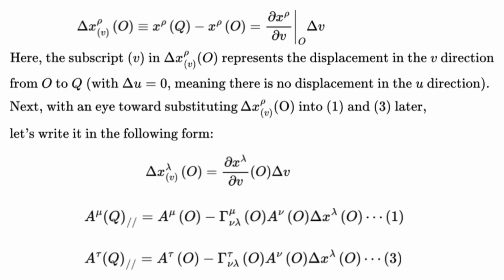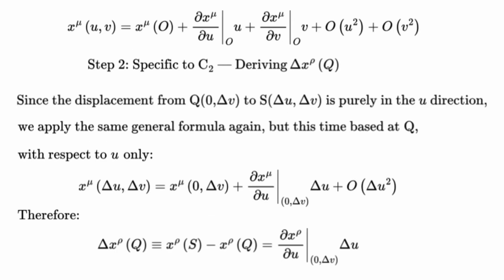Next, with an eye towards substituting δx^ρ_V of O into 1 and 3 later, let's write it in the following form. Step 2. Specific to C2, deriving δx^ρ of Q. Since the displacement from Q, (0, δV), to S, (δU, δV), is purely in the U direction, we apply the same general formula again, but this time based at Q, with respect to U only.